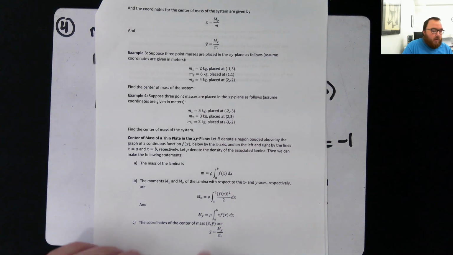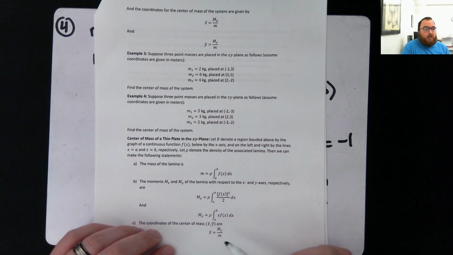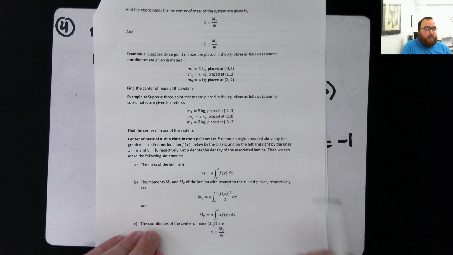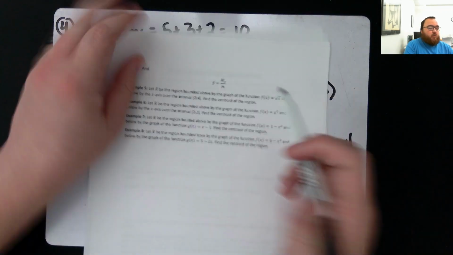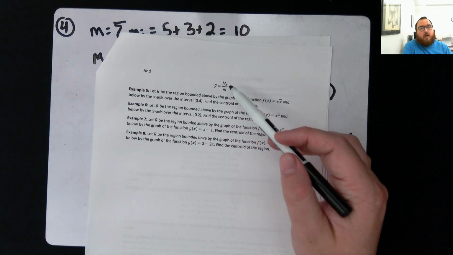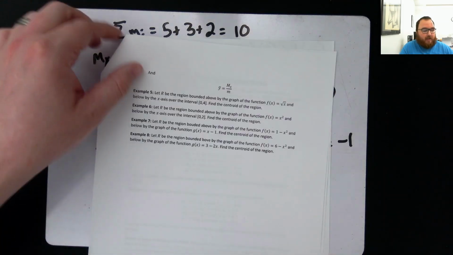And then still the center of mass for x is going to be the moment of y divided by my total mass, and the center of mass for y is going to be the moment of x divided by the total mass. So let's practice that.